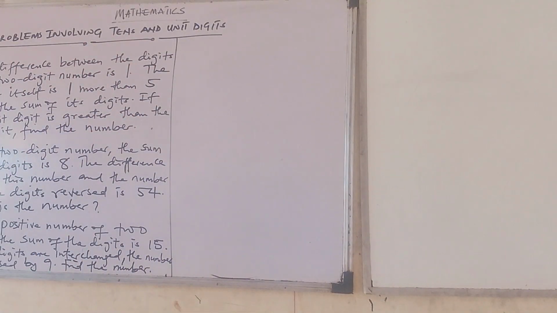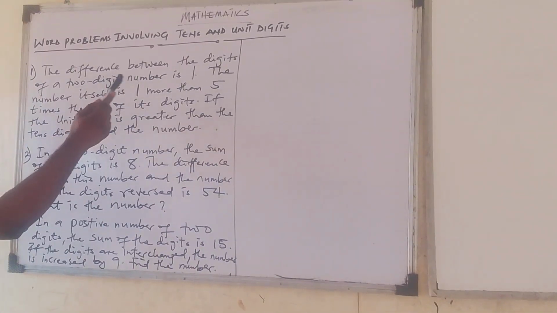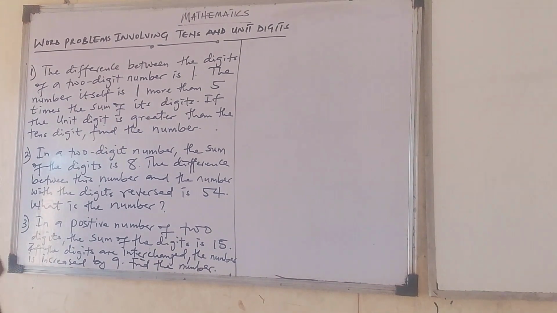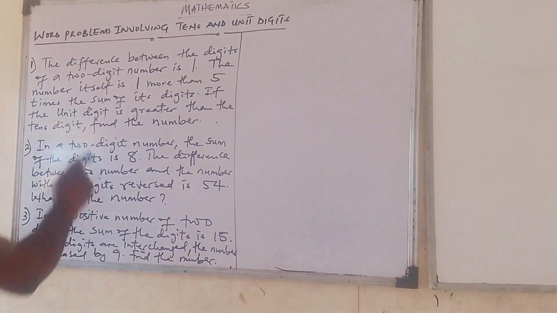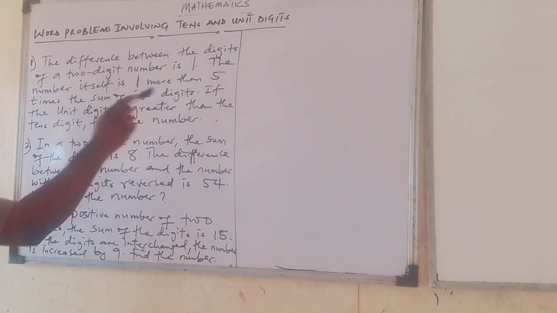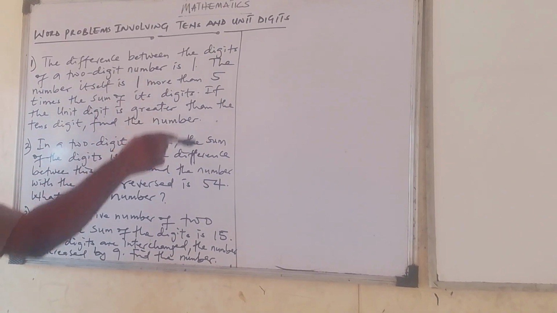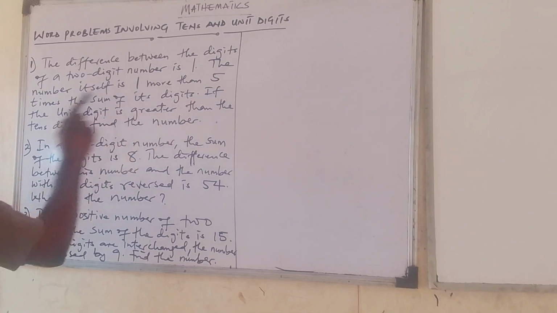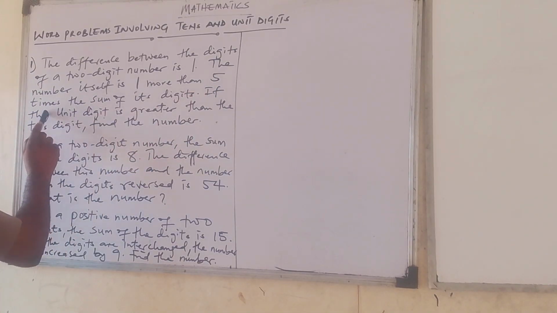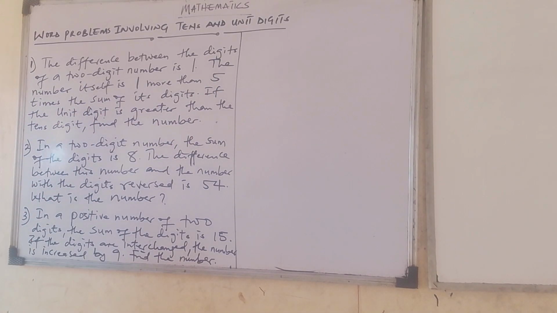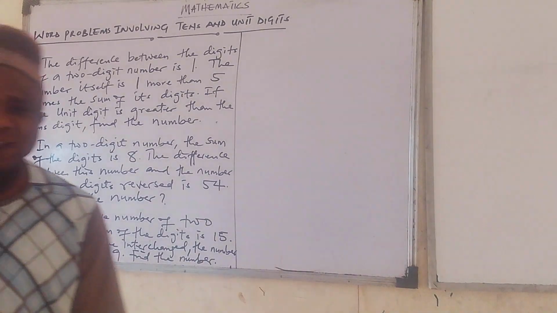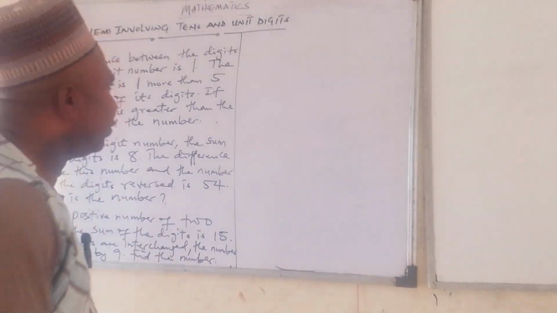Now let's look at question number 1. Here they said the difference between the digits of a 2-digit number is 1. The number itself is 1 more than 5 times the sum of its digits. If the unit digit is greater than the tens digit, find the number.